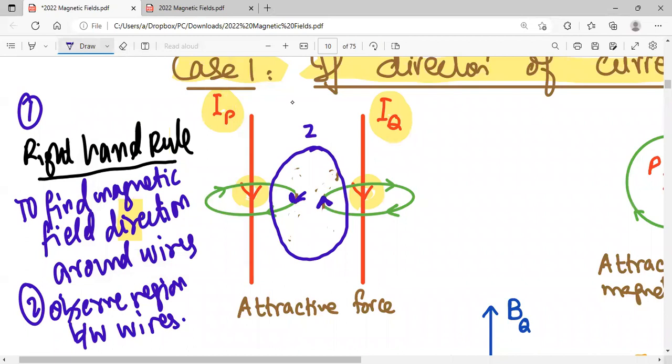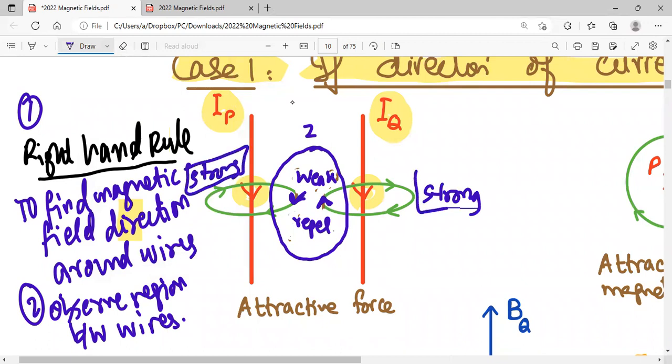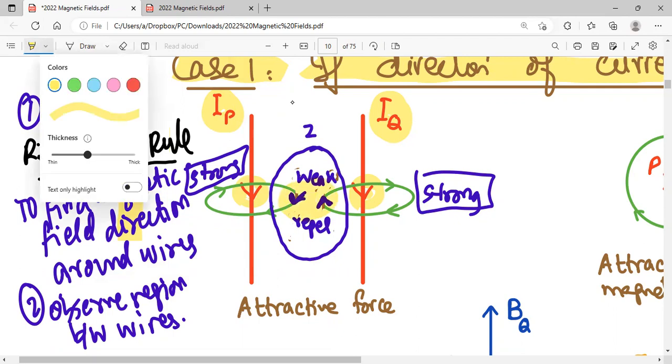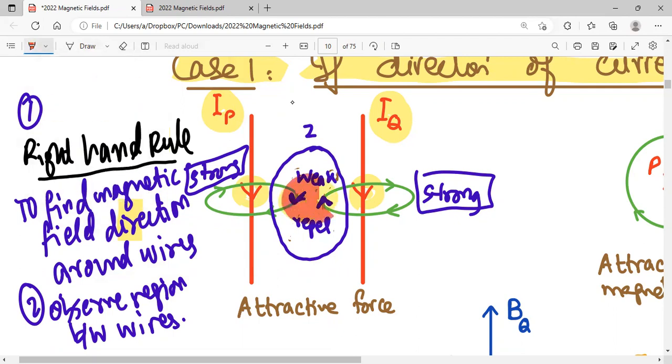So if the direction is opposite, they are going to repel each other. Opposite lines are going to repel each other. So when opposite lines repel each other, the field over there is weak. So this is the weaker field, and automatically on the sides, the strong field is going to be generated. So strong field will be on the sides and weak field is in the middle. Why is the field weak in the middle? Because the two lines which are closer together are going in opposite direction. So obviously the lines are going to repel each other.